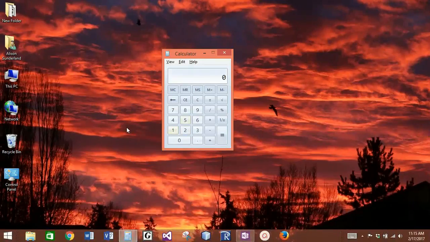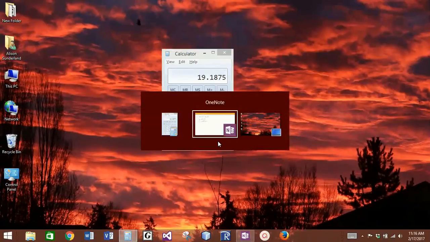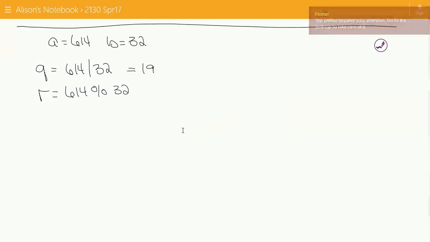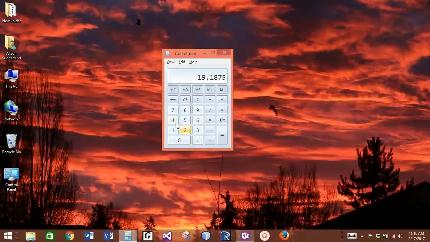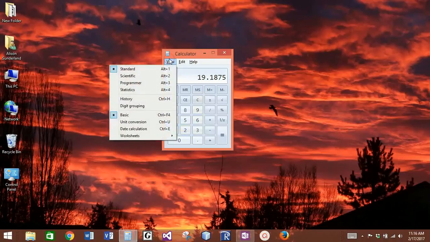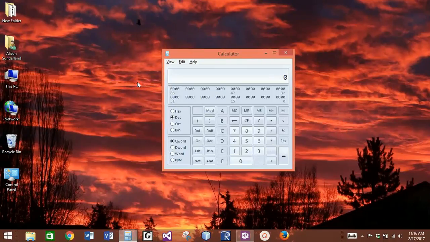If I pull up a calculator in the Windows operating system, I can do 614 divided by 32, which is going to give me 19. So we'll put that number down, 19. But how do I find out what this remainder is? There's another view on a Windows calculator. If I go into the programming view, there is this mod operation right here.